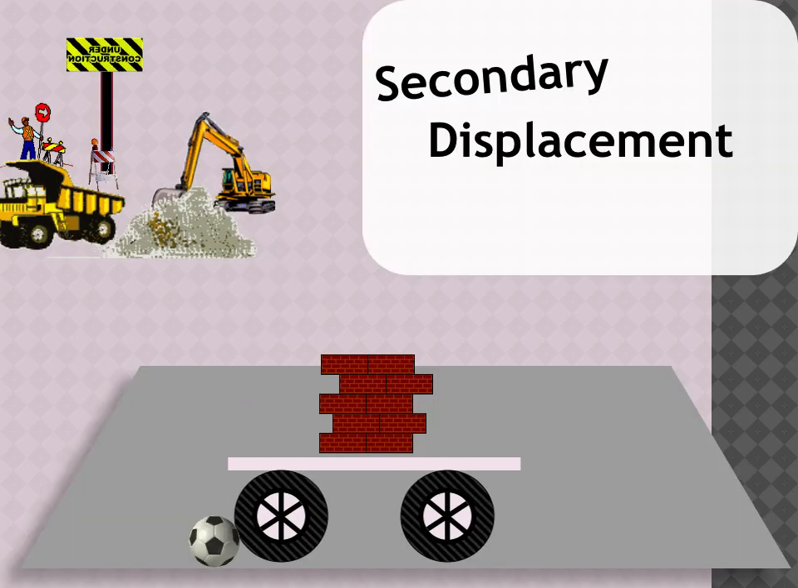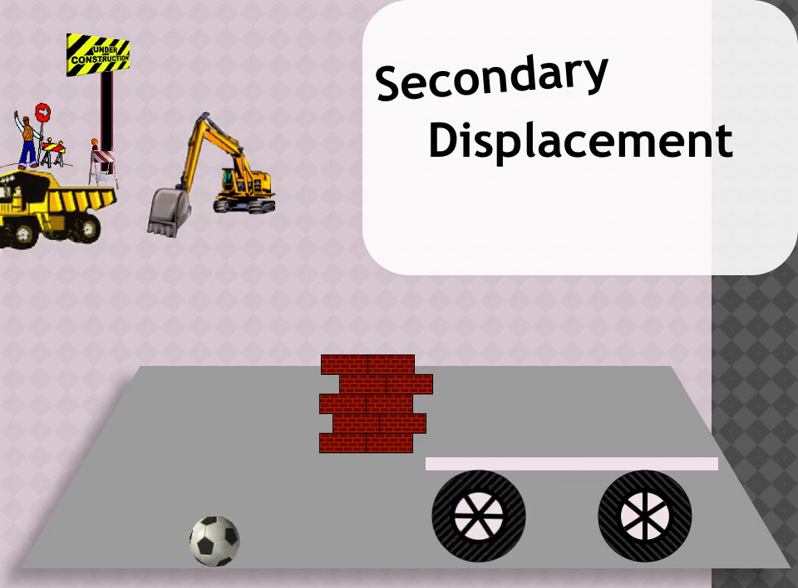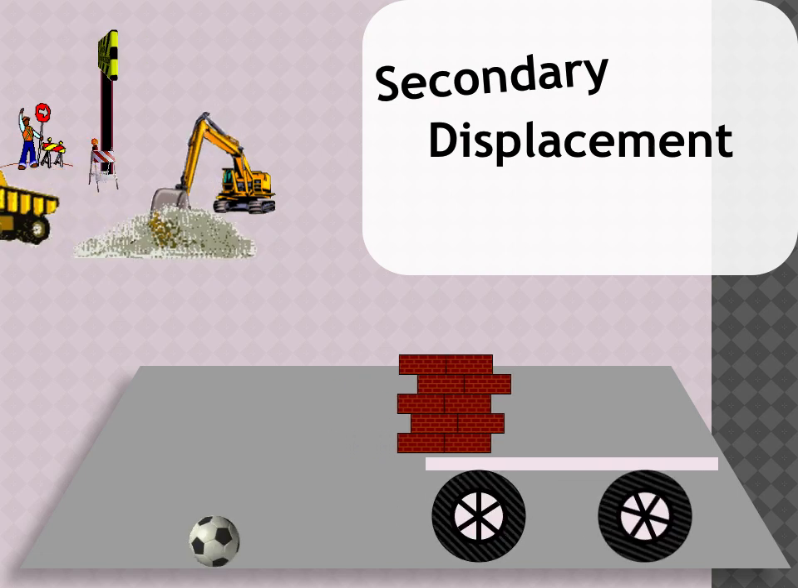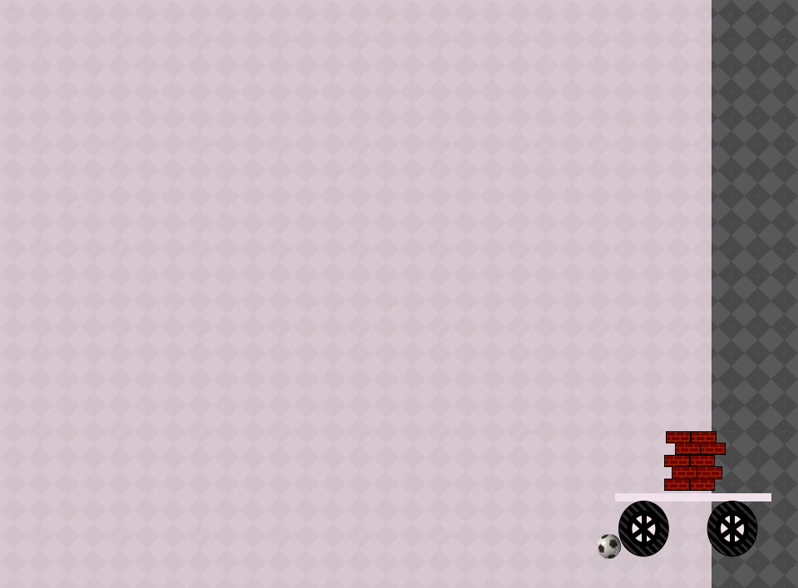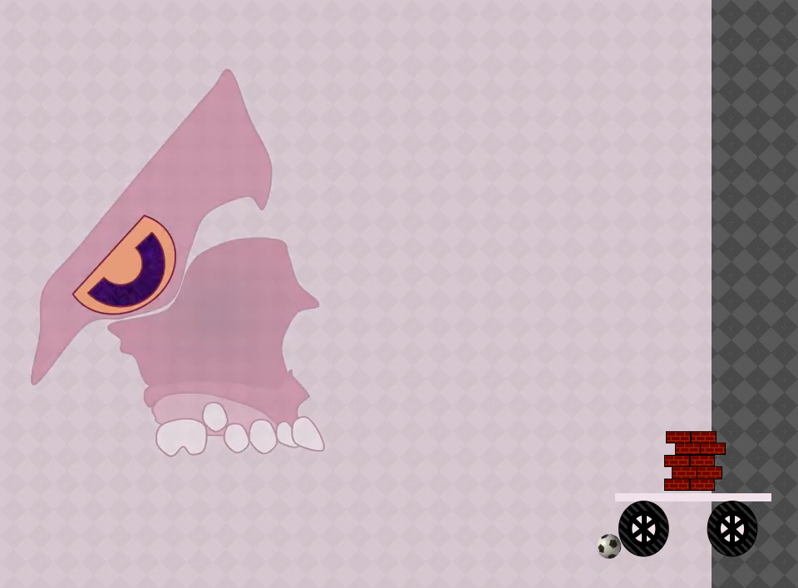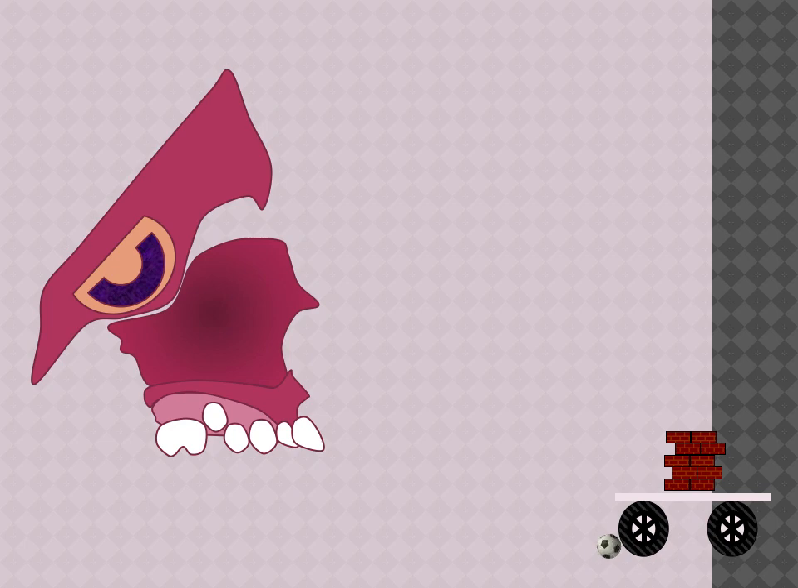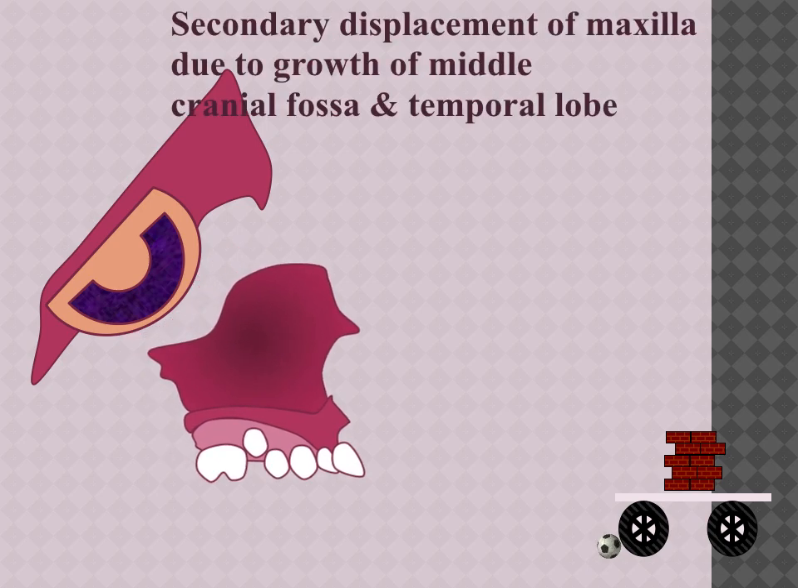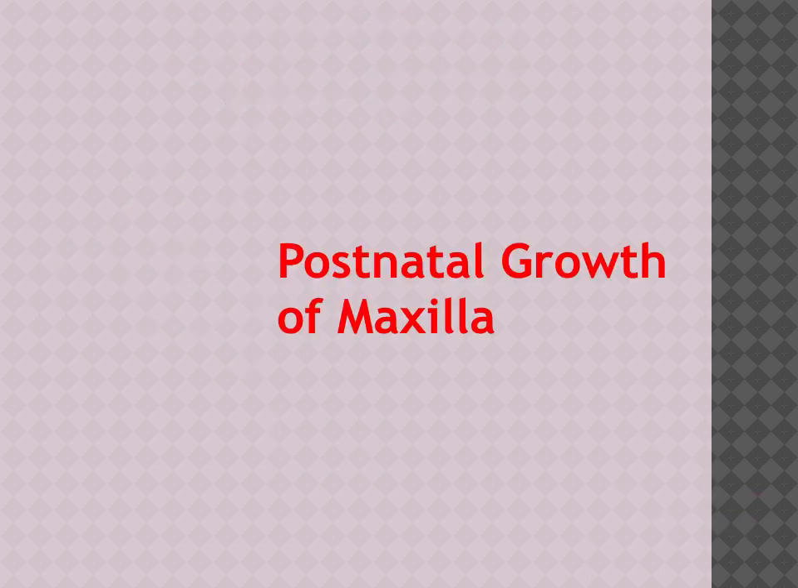However, if it is the growth of the bone which is leading to a shift in position of another structure, that is secondary displacement. So again, going back to maxilla, if it is the growth of the cranial base or the middle cranial fossa which is pushing the maxilla downward and forward and not the maxilla's own growth, then we call it secondary displacement of maxilla. So actually if you see, the growth of maxilla is due to both primary and secondary displacement.